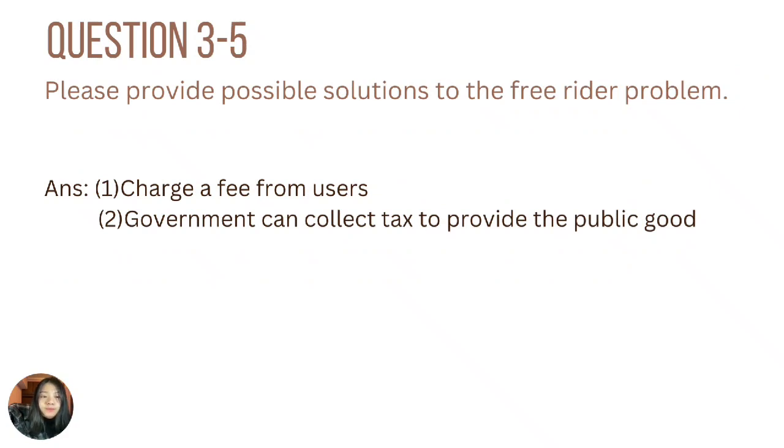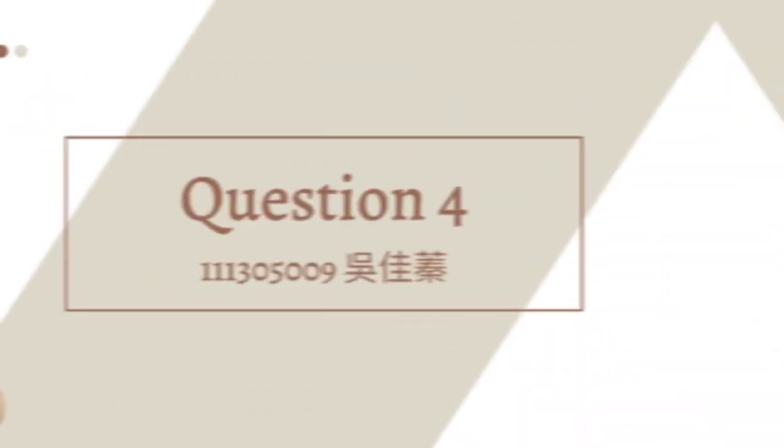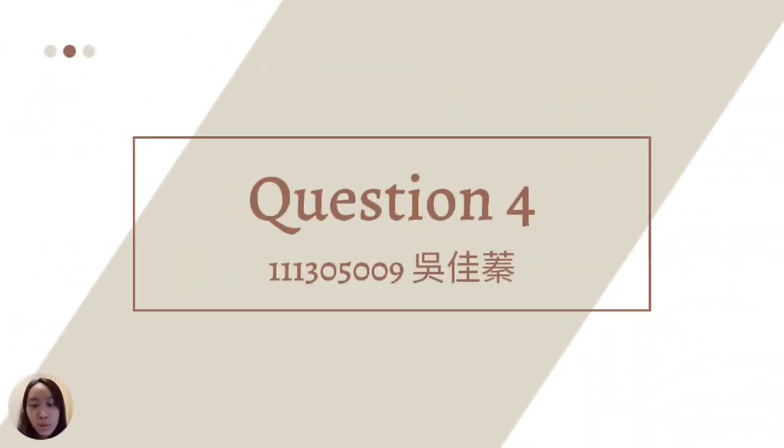Question 5. There are two solutions to the free rider problem. First is to charge a fee from users. And second is the government can collect tax to provide the public good if the total benefit of a public good exceeds its cost. Next, I'm going to talk about question 4.